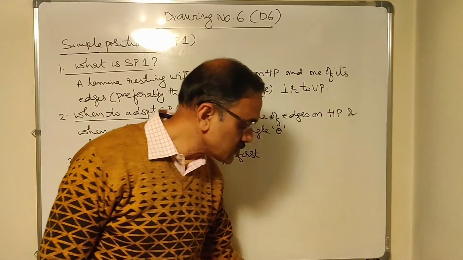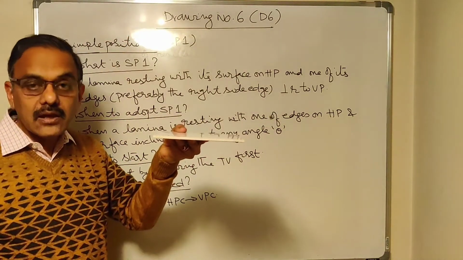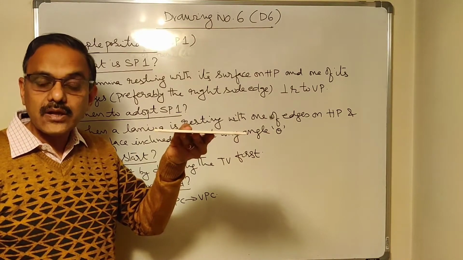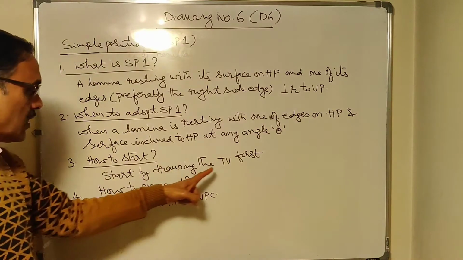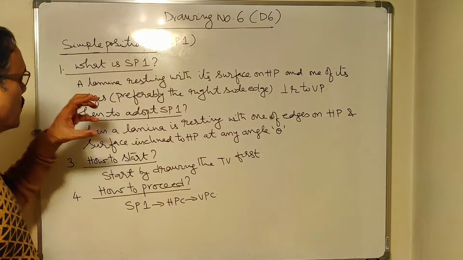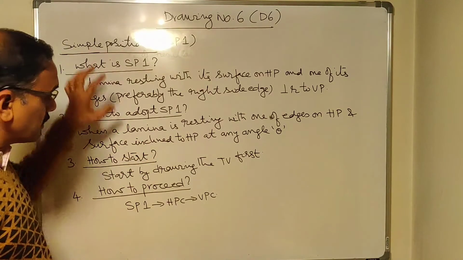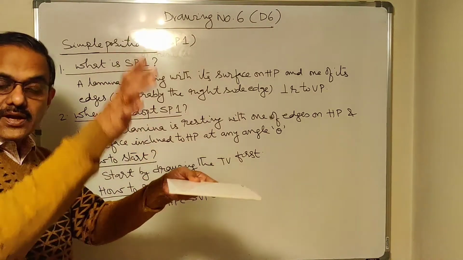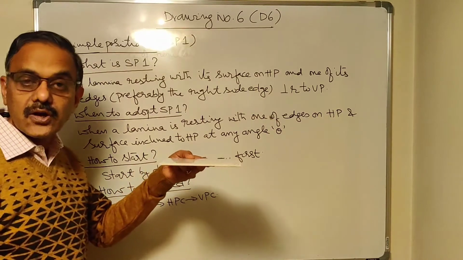Here, as I have shown you, this is simple position 1, and the top view is going to be a regular square. That is why I start by drawing the top view first. Whenever you are solving a problem with SP1, you should know that you have to start by drawing the top view first. You draw the top view as a regular square, project it, and draw the front view as a line.